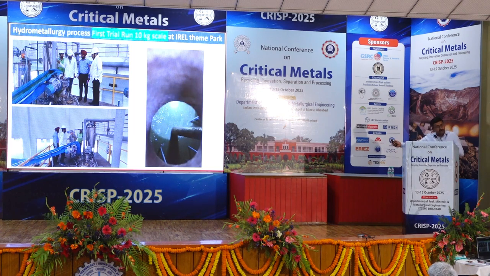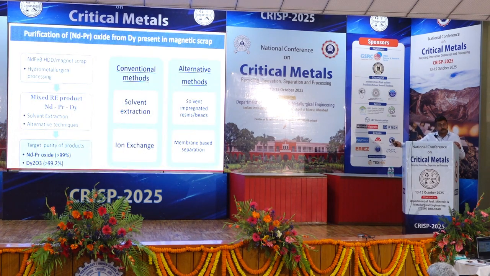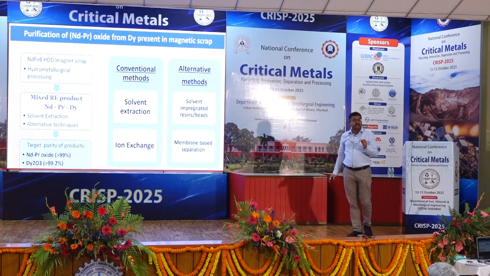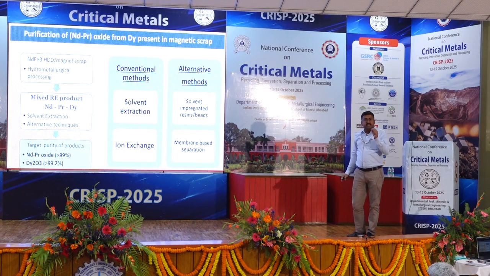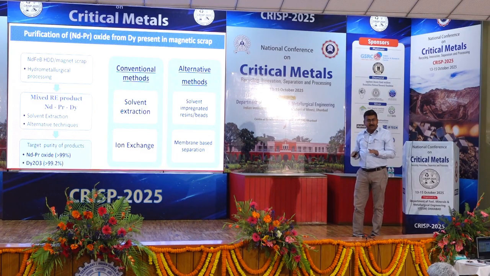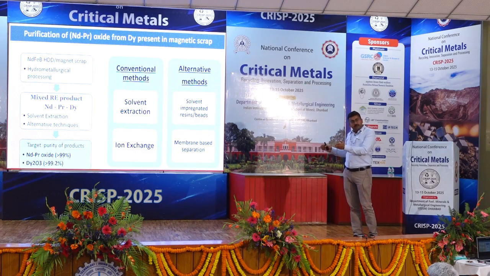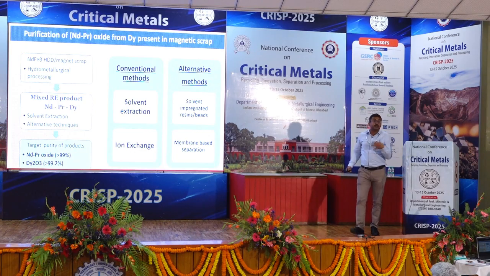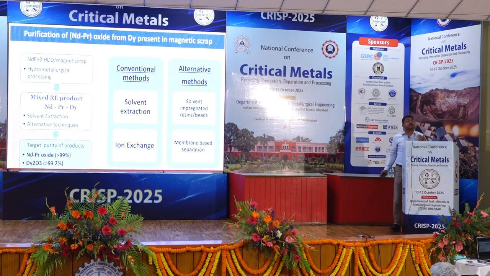At the end of this process, we could separate the mixed rare earth oxide at the center, mixed rare earth product which contains Nd, Pr and Dy. Now the addition of Dy creates two problems. One, the product is subpar, Nd, Pr, Dy mixture. So we have to remove the Dy because Dy is costly, it is around $500 per kg, and also it is reducing the purity of my product, and for that we have to see the option.